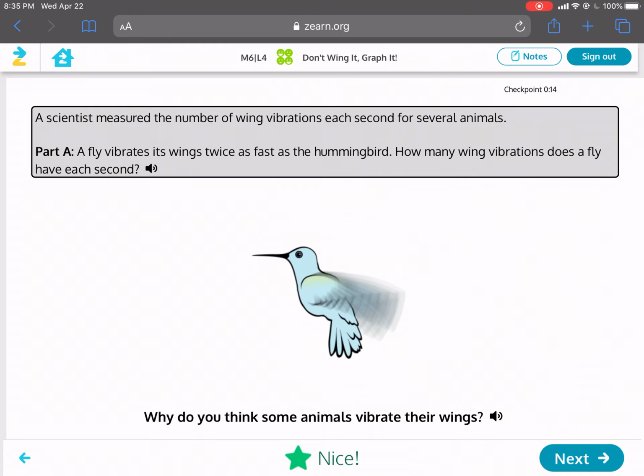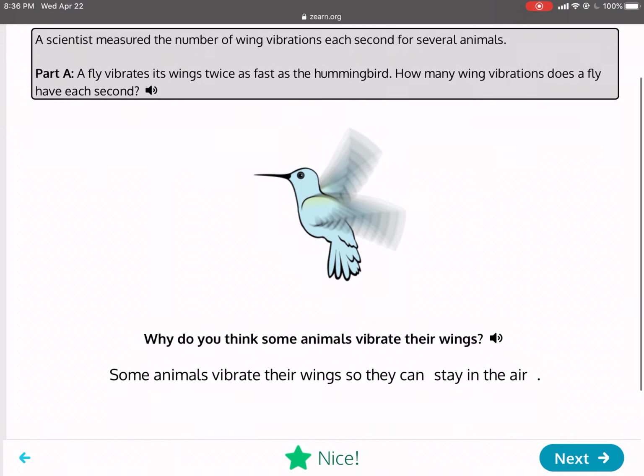A scientist measured the number of wing vibrations each second for several animals. Part A. A fly vibrates its wings twice as fast as the hummingbird. How many wing vibrations does a fly have each second?